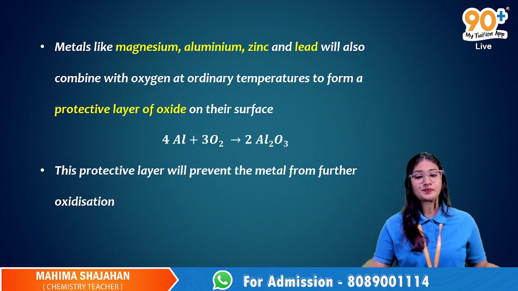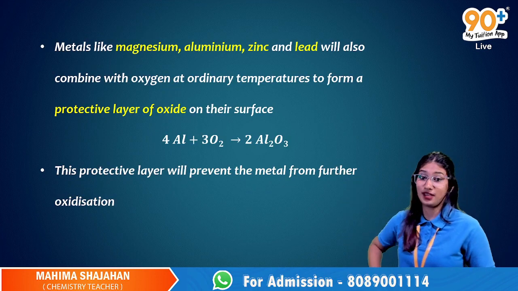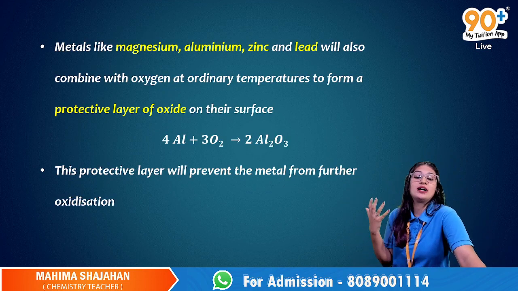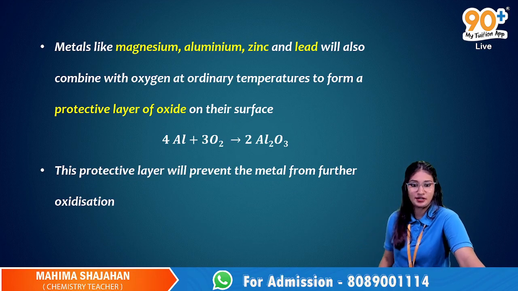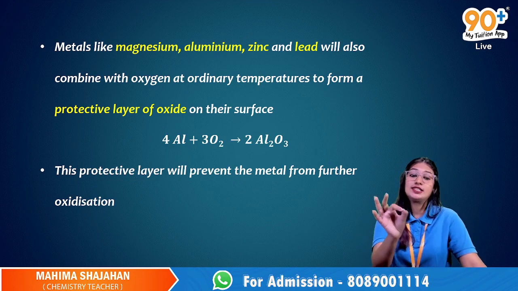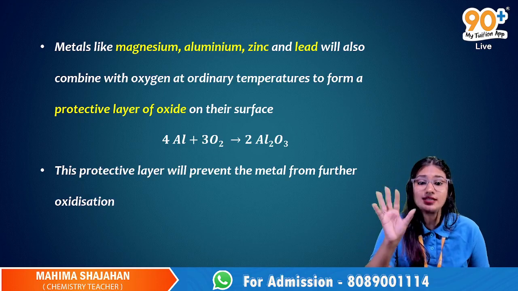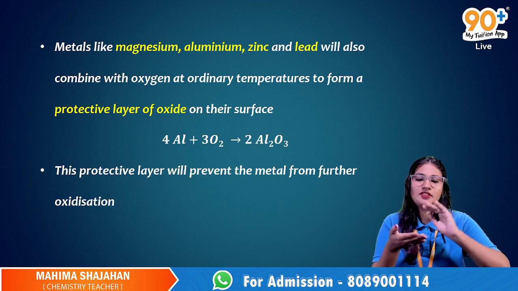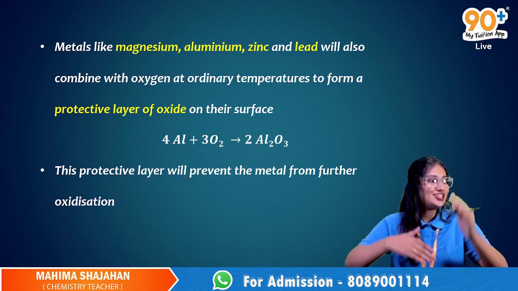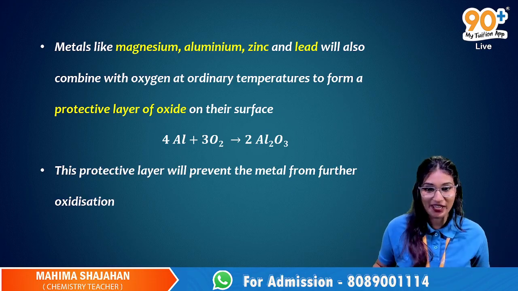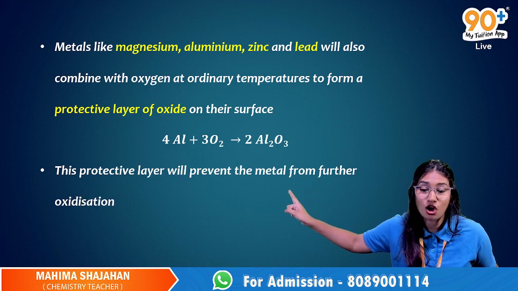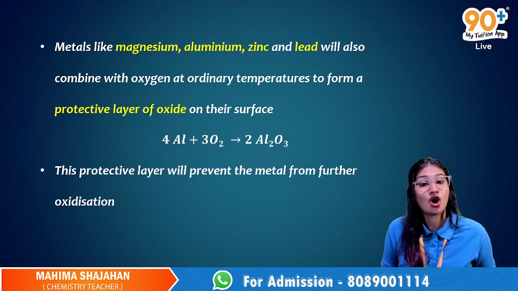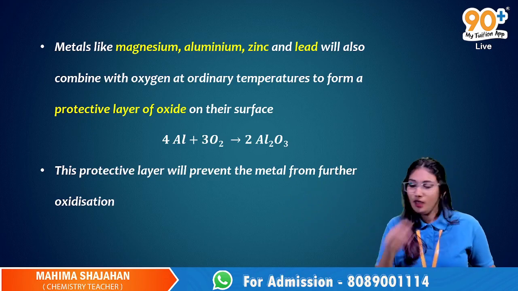Now, we have other metals like magnesium, aluminium, zinc and lead. They can also combine with oxygen at ordinary temperature, but not vigorously like sodium and potassium. It is a slow reaction, and they will form their oxides. Aluminium reacts with oxygen to form a protective layer of aluminium oxide. It is a slow process.